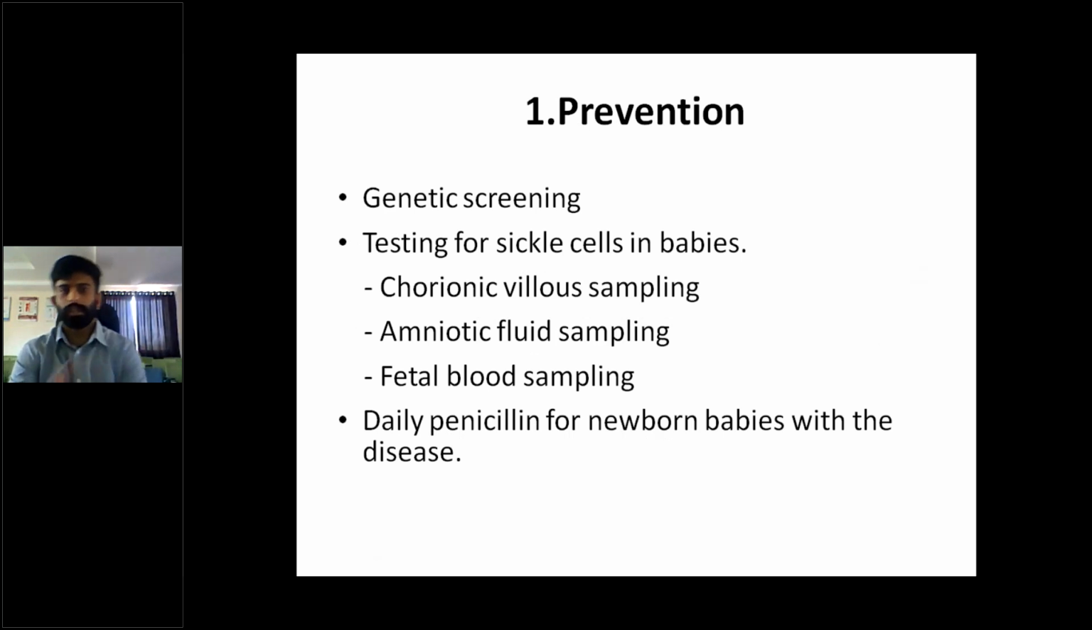So first one is genetic screening of the parents. This is prenatally done. Once the genetic screening is done, a decision is given to the patients if they want to continue with the pregnancy or not, or if they want to go for the pregnancy or not. The second one is testing for sickle cells in babies. So fetal sampling and chorionic villus sampling can be done. Amniotic fluid sampling can be done, and fetal blood sampling also can be done to look for sickle cells. So here you go for this sampling, find out if the baby or the fetus has sickle cell disease or sickle cell trait.